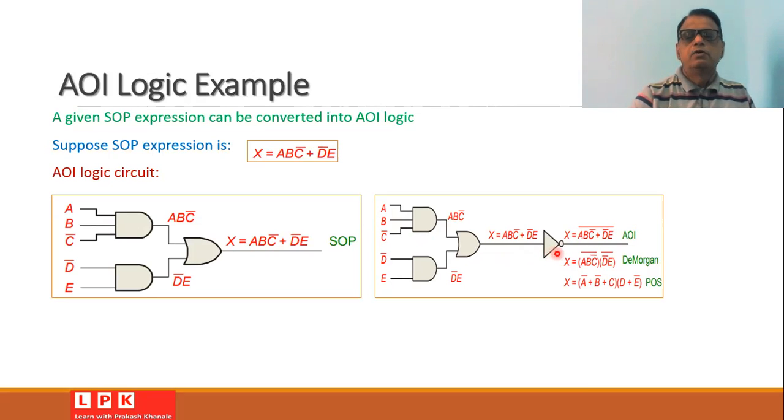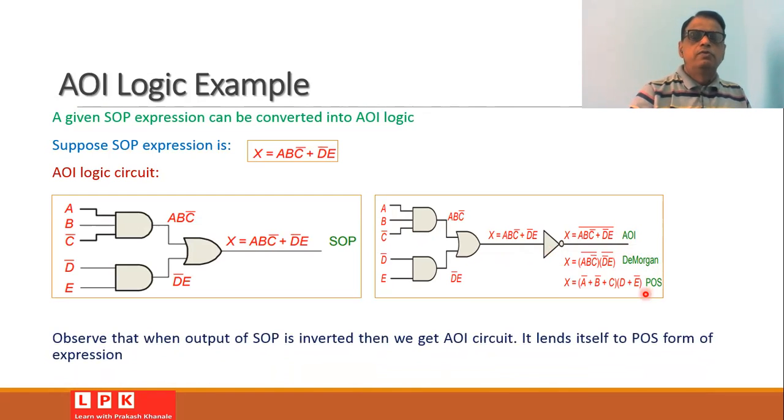And when it is connected to the NOT gate, then you will find that you will obtain the AOI form of the expression, which is nothing but the POS form of the expression. So one can easily observe that when the output of the SOP is being inverted, then we will get the AOI circuit, and it will lend itself to the POS form of the expression. POS stands for product of sum form, and SOP stands for sum of product form.